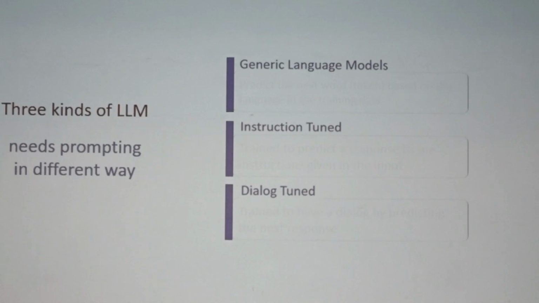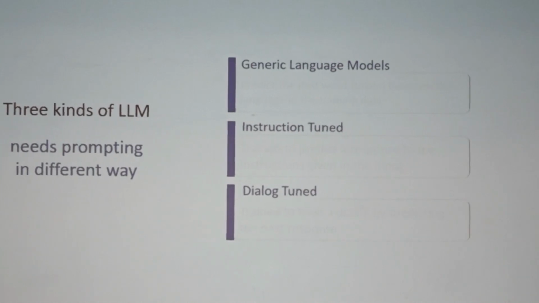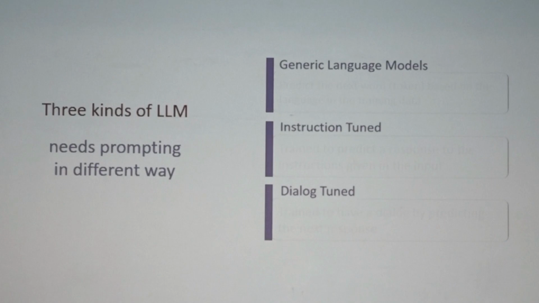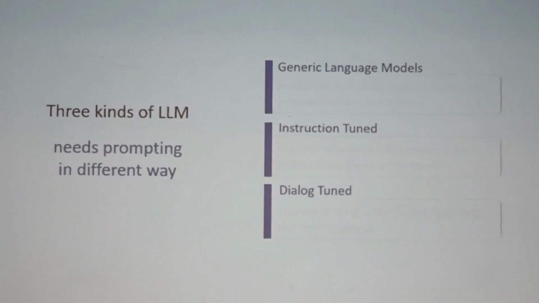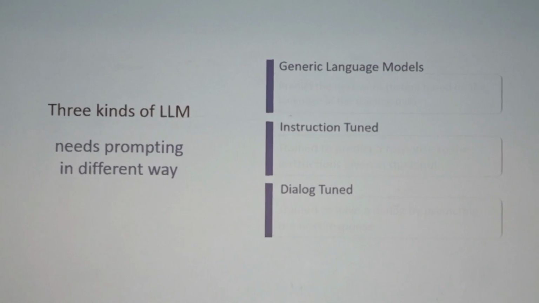There are 3 kinds of LLMs which need prompting in different ways. I am going to give a brief about this one. What are those 3? The generic language models, instruction tuned and dialogue tuned. The way you are giving the prompting and designing is based on these kinds of LLMs we are defining. One is generic, second is instruction tuned, third is the dialogue tuned.